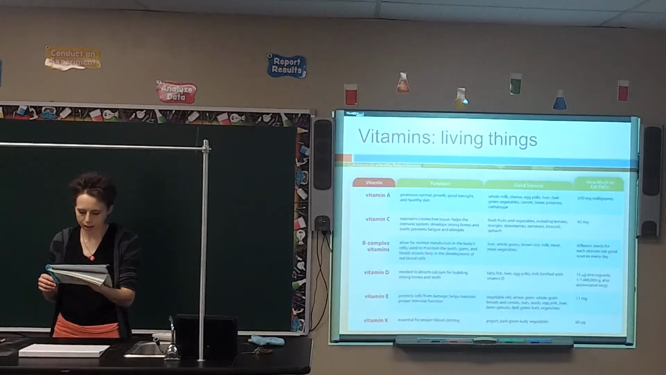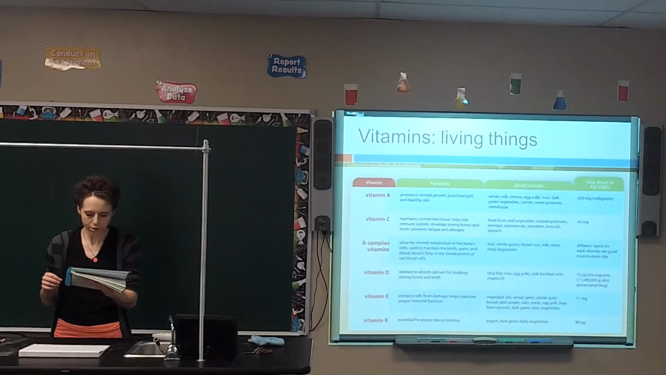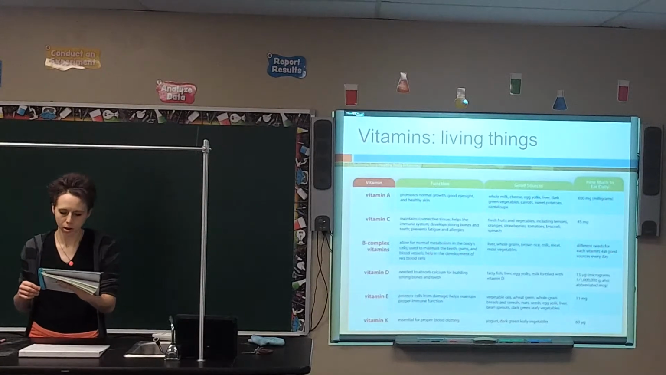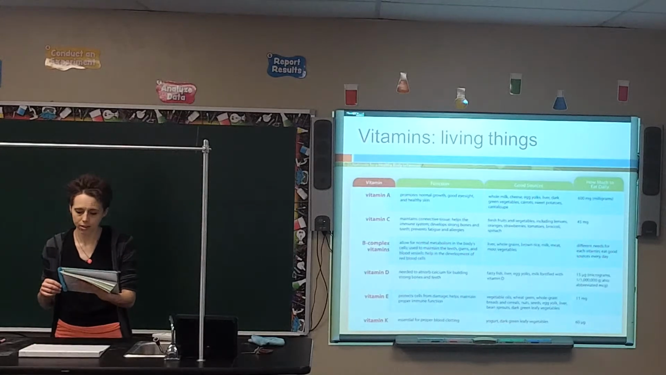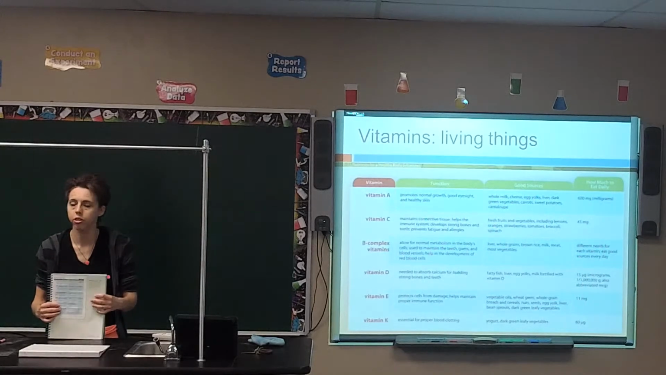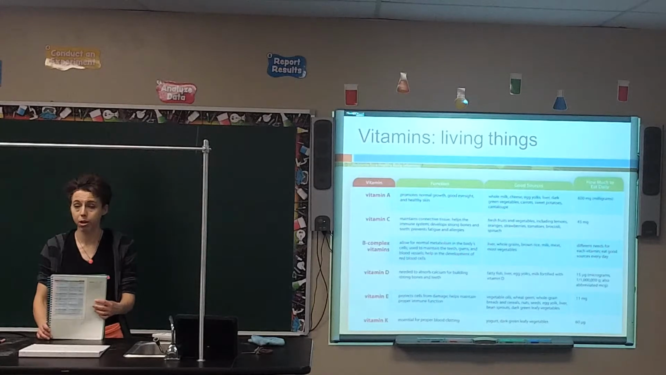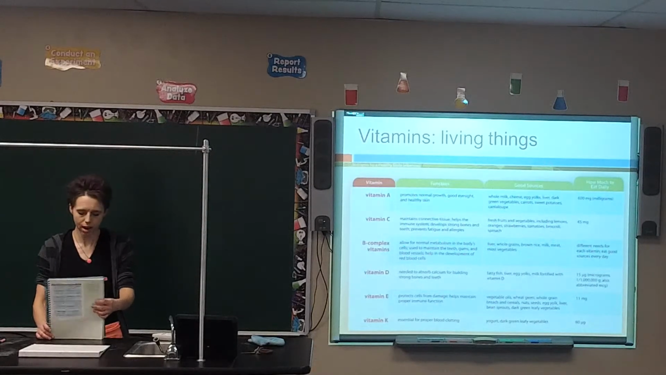Alright, vitamin E. This helps protect cells from damage and maintain proper immune function. It is found in many foods, including vegetable oils, wheat germ, whole grain breads, cereals, nuts, seeds, a long list, egg yolk, liver, bean sprouts, and dark green vegetables. So vitamin E helps out with your immune system in particular again. So remember, we've already talked about one that helps out with your immune system. What's another vitamin that helps out with your immune system besides vitamin E?